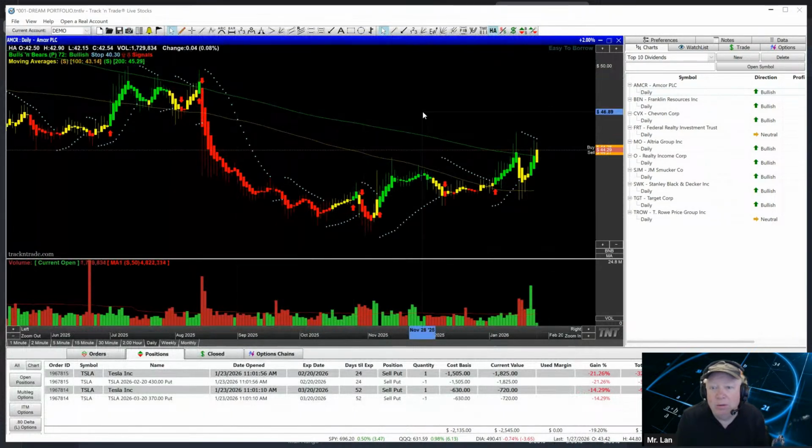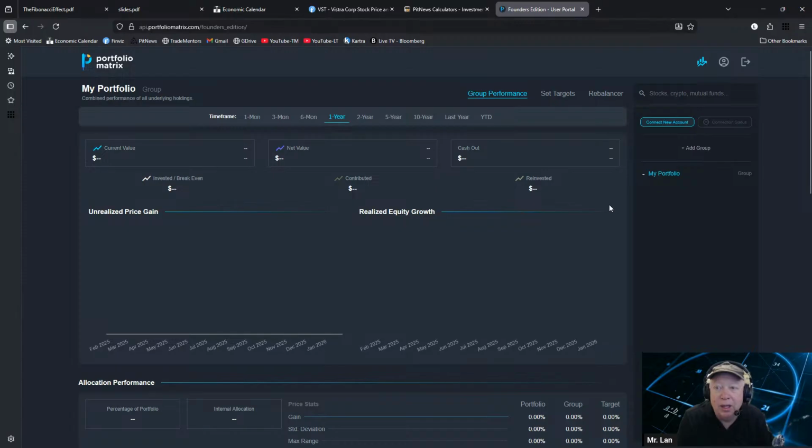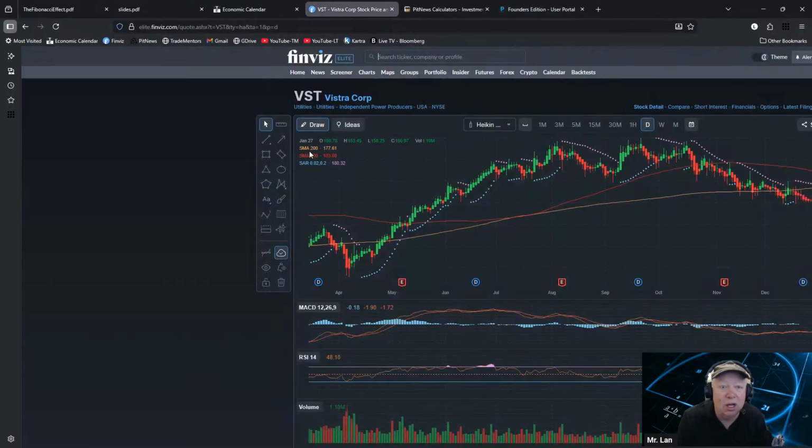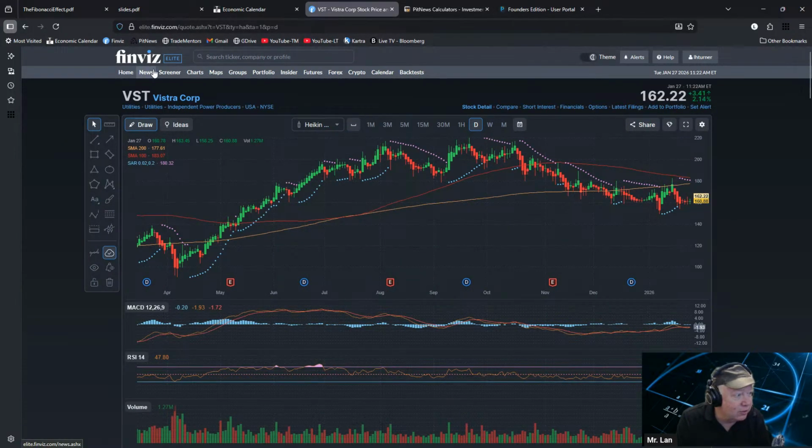And then we're going to come over and I'm going to show you another little program. A cool little program that you can pull up. This is called FinViz, and this is a free charting program. So if you don't have Track and Trade, you don't have a trading platform, and you want to start looking at stocks, this is a good one. You can't trade with it. You can't do anything with it. You just look at charts. But because it's free, it's got lots of pop-ups. Now I pay for it.